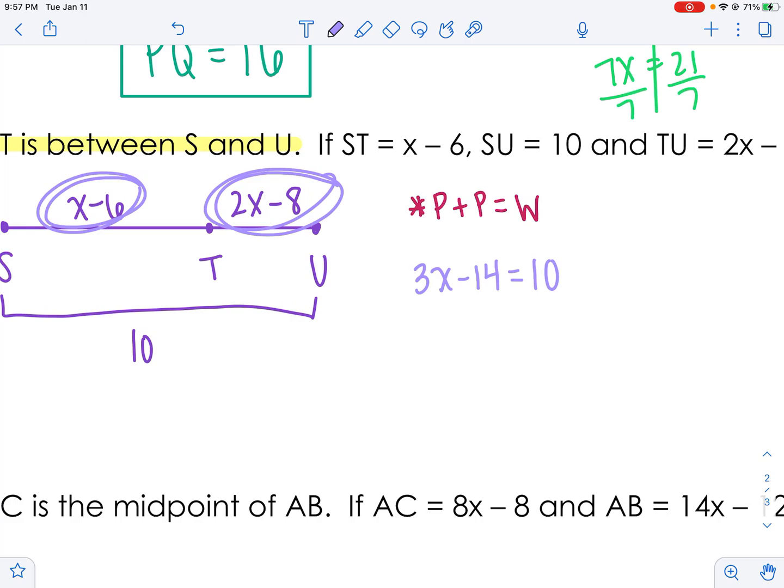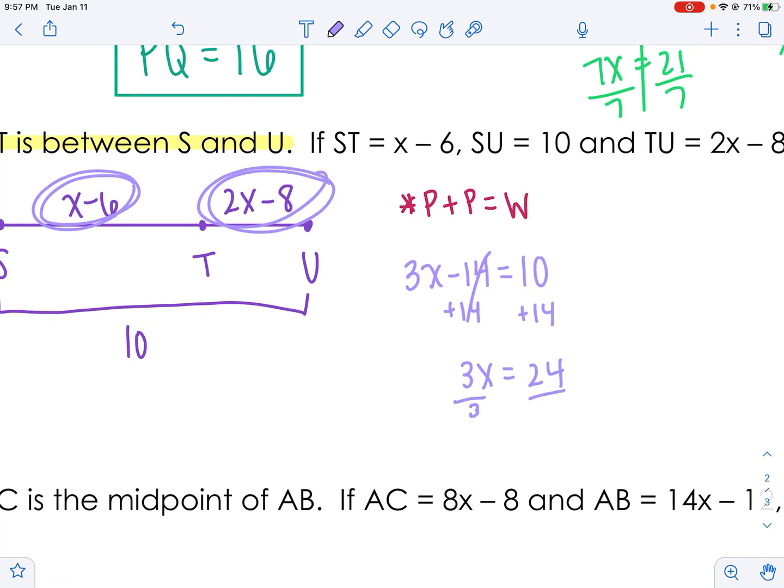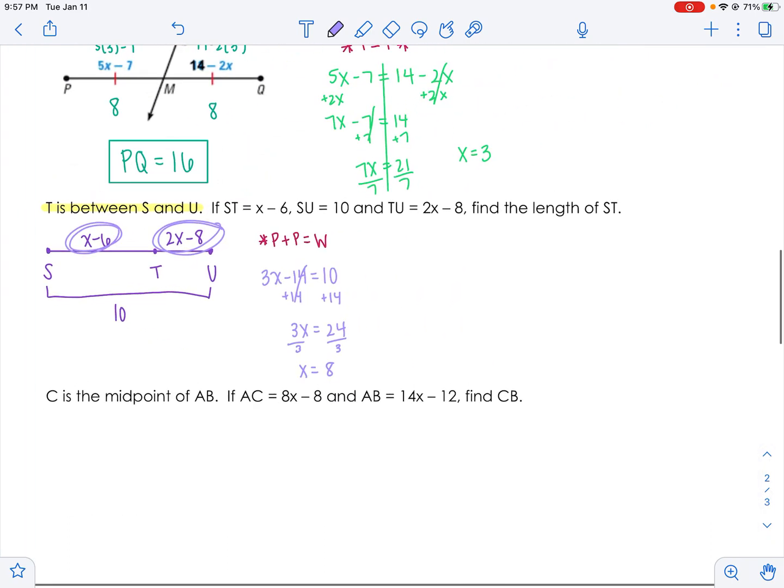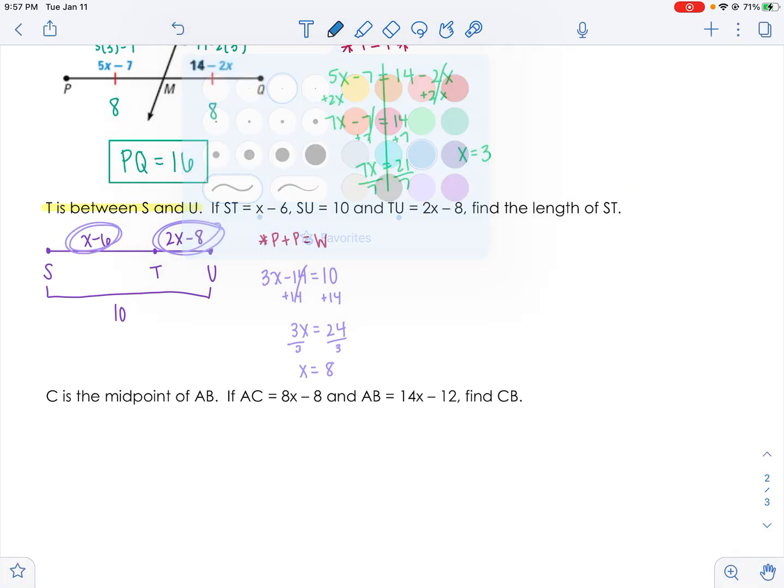And then from there, I'm just solving. So add 14 to both sides. So 3x would equal 24. Divide both sides by 3, which makes x 8. Now I need to be careful because did the question ask for x? No, it wanted the length from S to T. So I'm going to go plug it in and find out, well, what is 8 minus 6? So ST equals 2.